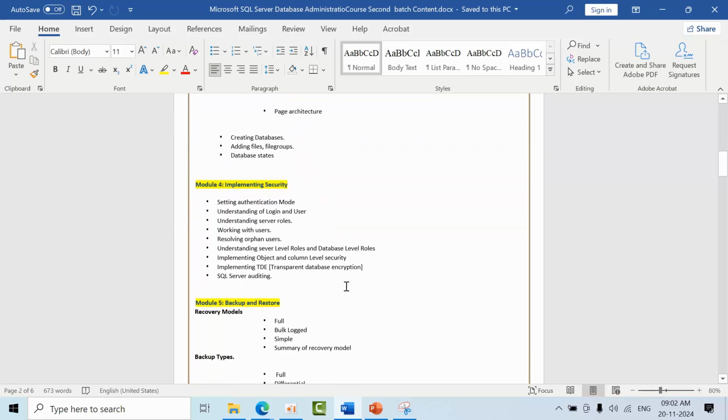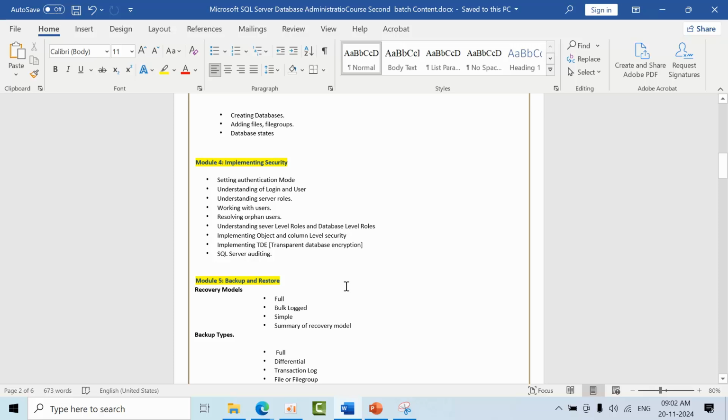Now coming to security: how we need to provide security to the users, what are the roles that we have, how we need to resolve orphan users, in what situations orphan users get created, what is TDE, how we need to implement TDE, and SQL Server auditing. All these things we are going to discuss in module 4.